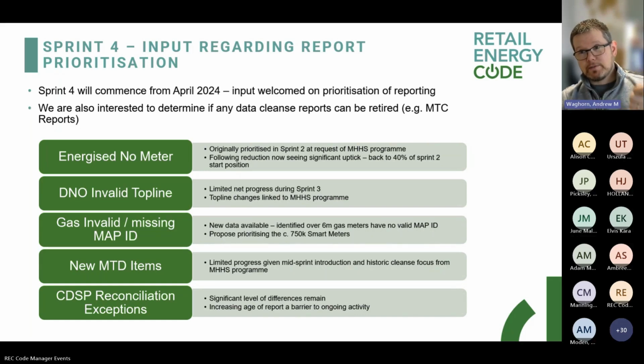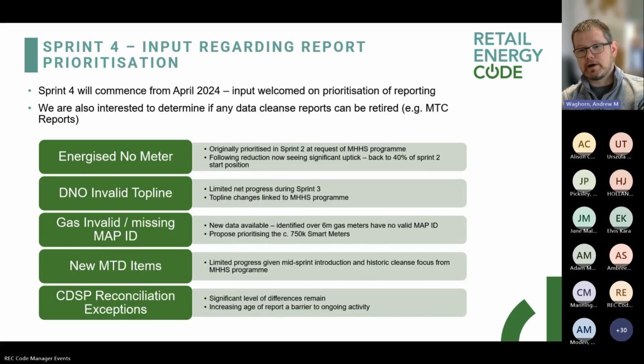We've got a new item that we're proposing to bring based on some new data available to us. So we've got access to some new gas related data, and we've been looking at some of the data, and one of the issues that was raised to us was around population of the map ID. There's over 6 million meters that don't have a valid map ID within the data. We are just doing some further diligence checking on that, but that's what the data shows at the moment.